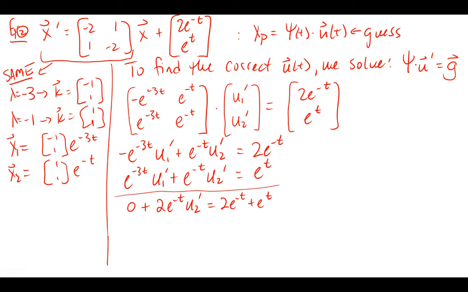But this isn't bad, because now with just a simple division, I end up with u2 prime equals. If I divide 2e to the negative t over to the right-hand side, that's actually the same as this first piece, so I'm just going to get 1. And on the other piece, I have a half, and then e to the 2t.